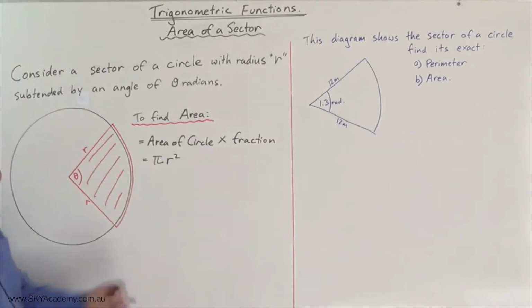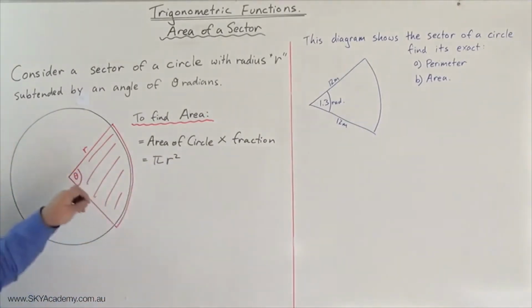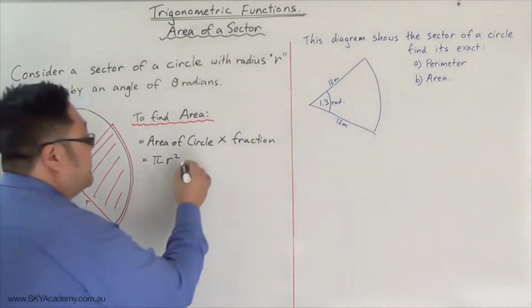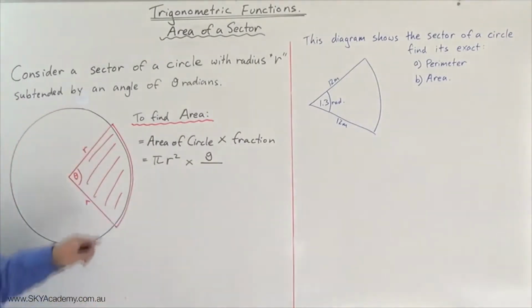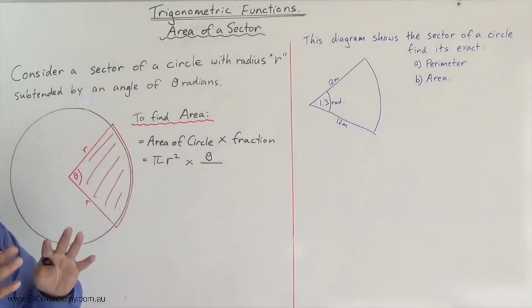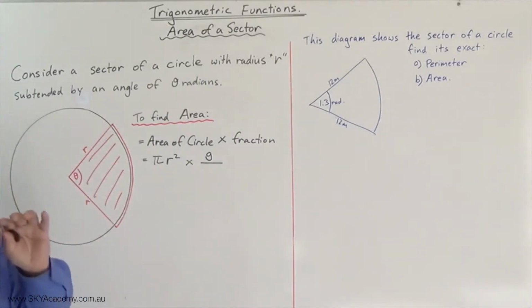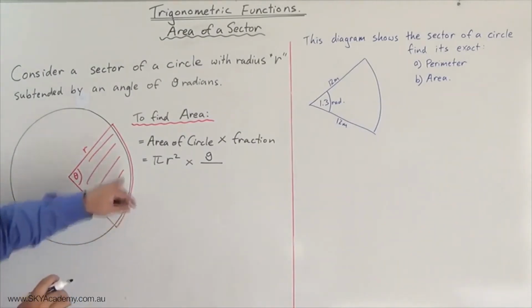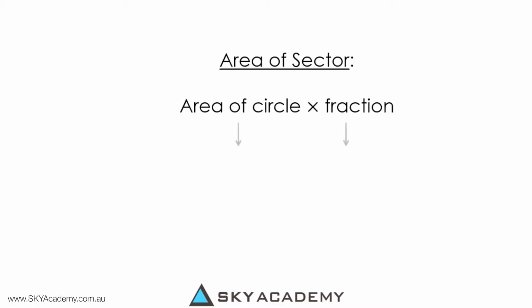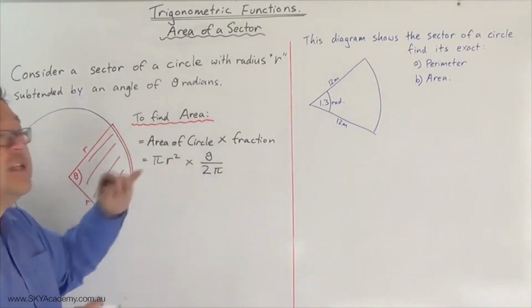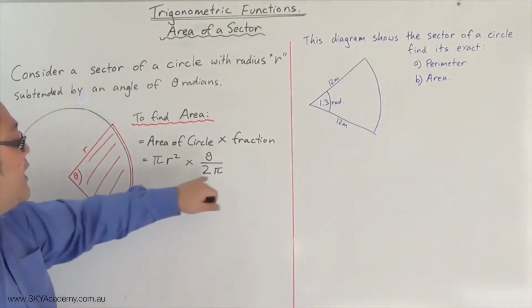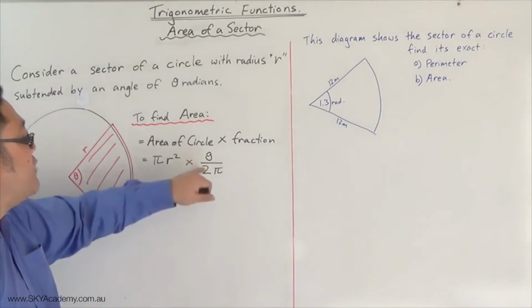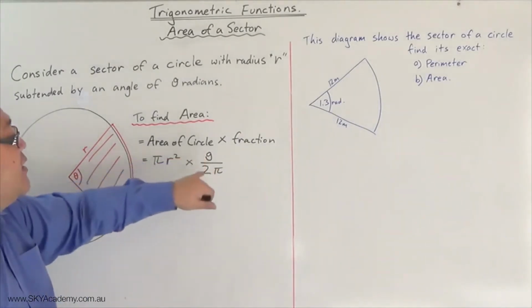Does that make sense? The fraction of the circle that's represented by the sector is going to be theta over 360 degrees, right? But remember, we're not working in degrees anymore, we're working in radians. So what is 360 expressed in radians? Well, it's 2 pi, because pi radians is 180 degrees, so 360 degrees would be 2 pi. So what fraction is represented by the sector? It's theta on 2 pi.